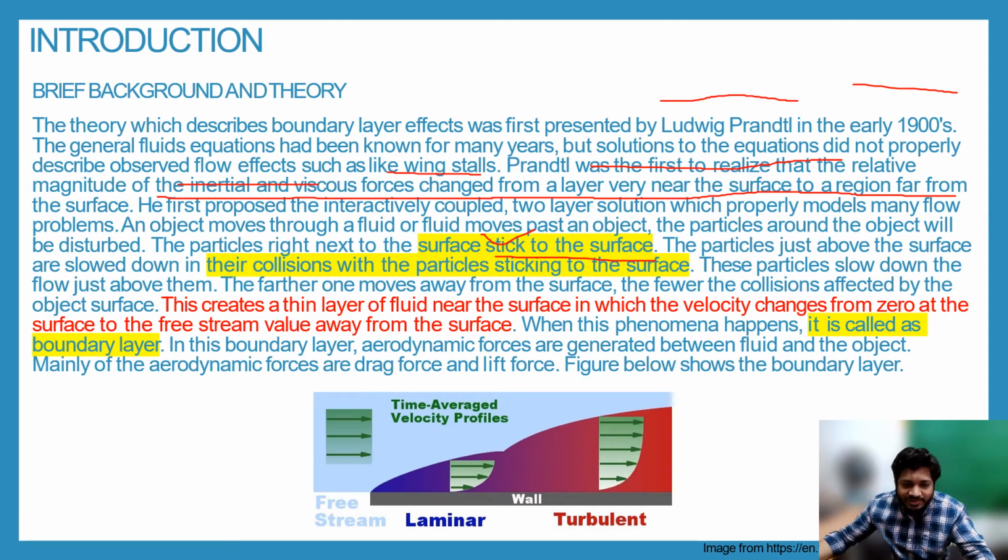The farther one moves away from the surface, the fewer the collisions affected by the object surface. This creates a thin layer of fluid near the surface, and this thin layer is called a boundary layer. In this boundary layer the aerodynamic forces are generated. We have the lift force and the drag force, causing a resultant force as well. These aerodynamic forces are called the drag force and the lift force, and this is a figure for the boundary layer.